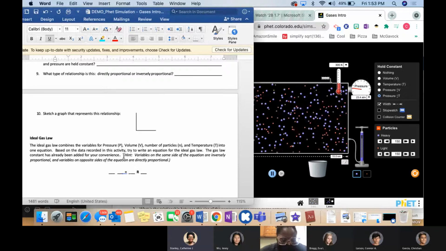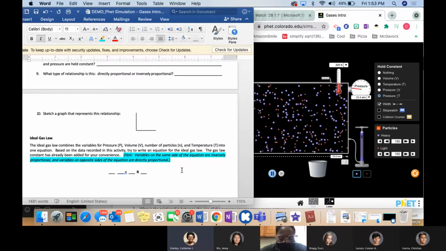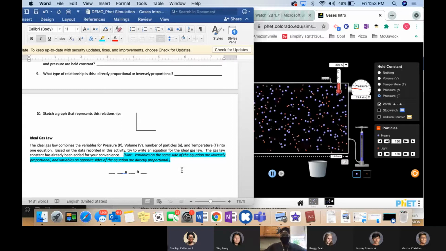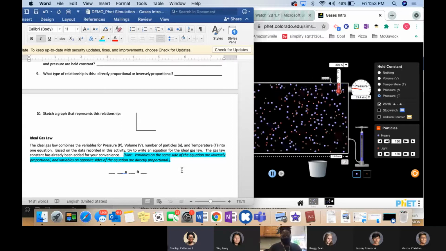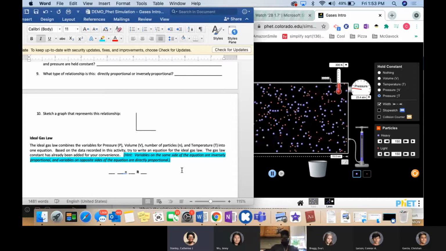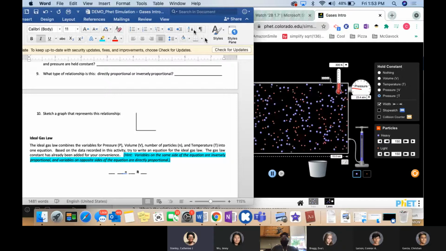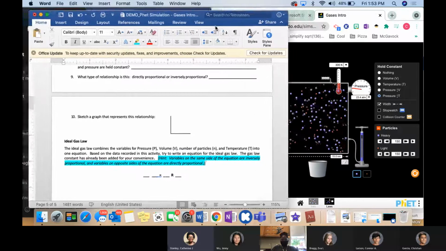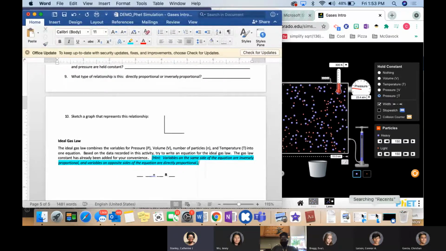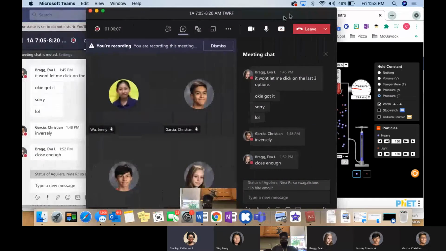This hint saves lives. Variables on the same side of an equation are inversely proportional. Variables on opposite sides of the equation are directly proportional. Your job is to write this equation and then submit this to an assignment that definitely exists. I'm telling a story. It doesn't exist right now, but it's about to exist.